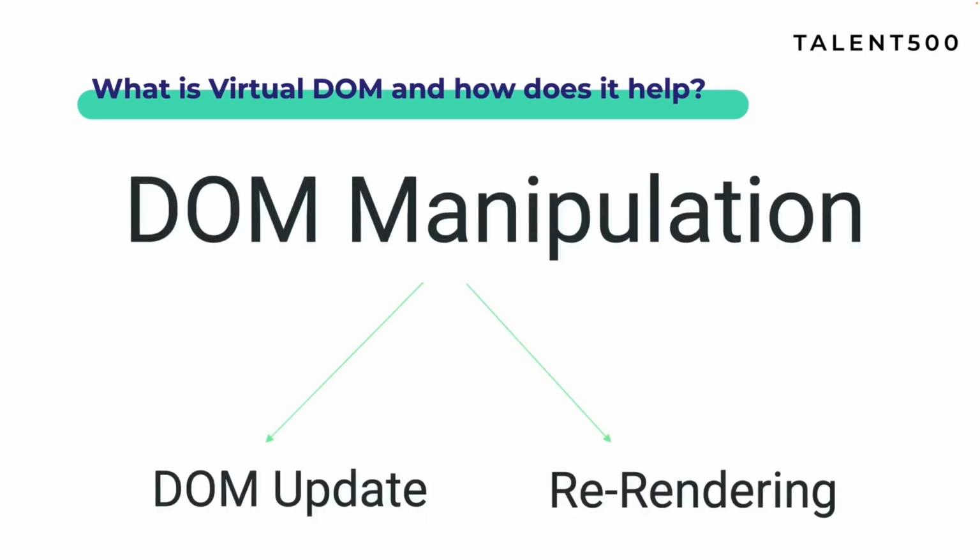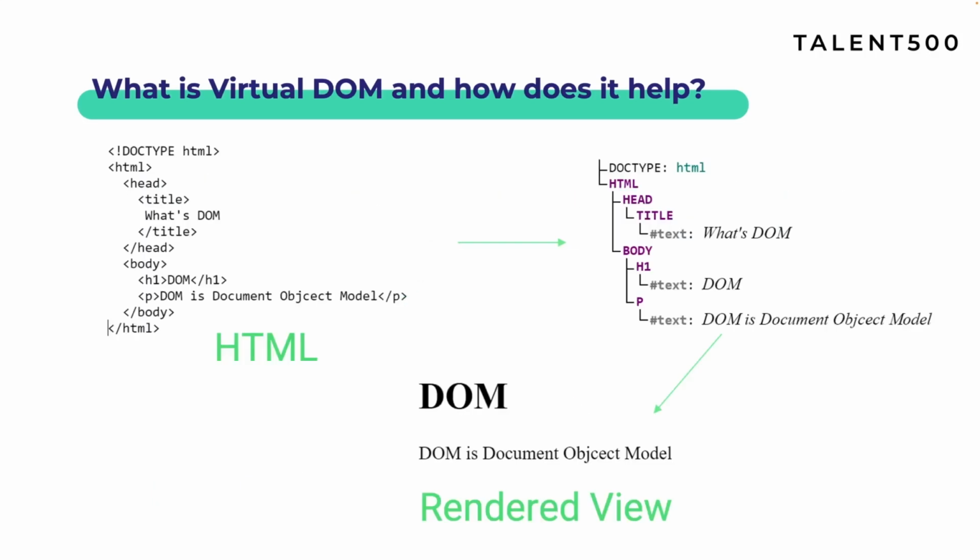Now, when you talk about DOM manipulation, there are basically two major things. One is called DOM update, and another is called rendering or re-rendering. So, going back to the previous example, let's say I'm going to change this h1 text from DOM to DOM manipulation. What do I have to do? I have to traverse through this tree using the JavaScript DOM API. I have to identify this h1 element, then retrieve the text of this h1 element, and then update this text to the new text.